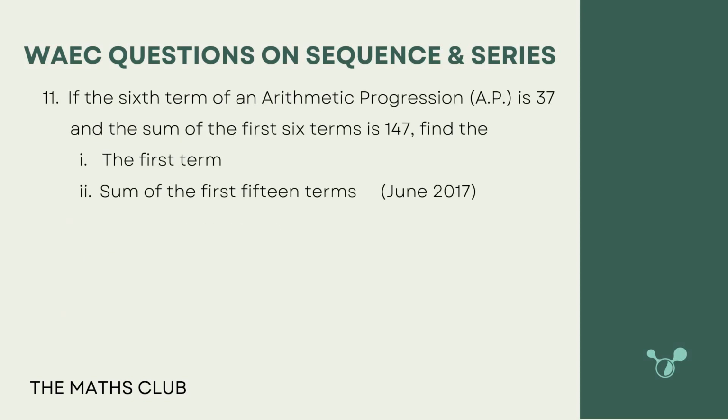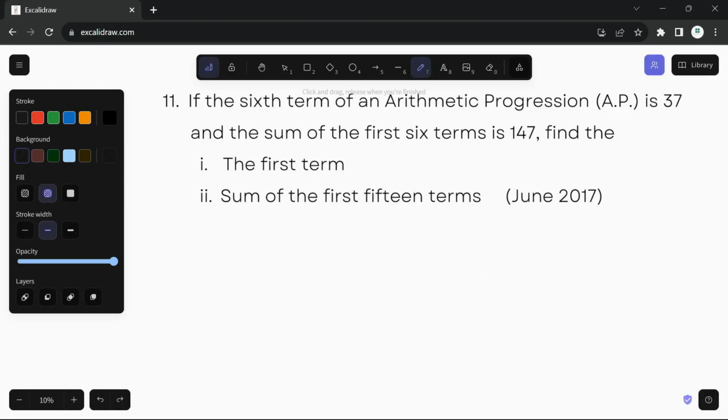Great. The next question says that if the sixth term of an arithmetic progression is 37 and the sum of the first 6 terms is 147, find the first term and the sum of the first 15 terms. So what are we given? We are told that the sixth term, T6, is 37, and that the sum of the first 6 terms is 147. We are told to find a, and to find S15. So this is what we know.